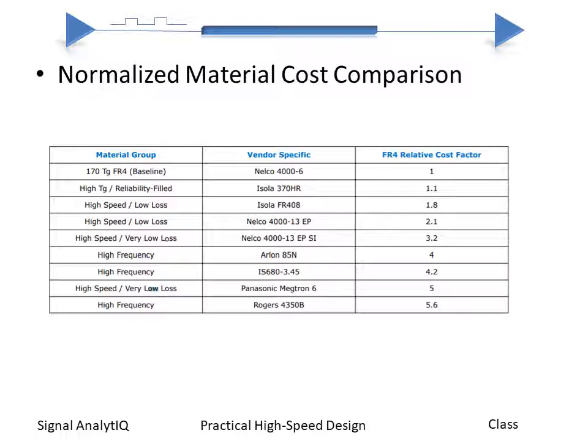For example, the cost factor will also be a multiple. Suppose you take an FR4 material with a cost factor of 1, and suppose the same thing if you go for high speed and low loss Isola FR408, the cost factor almost doubles, to about 1.8.